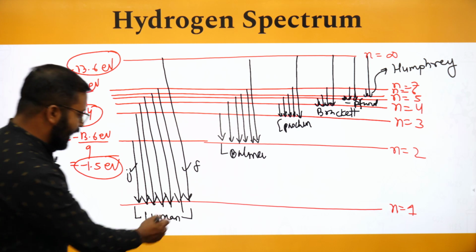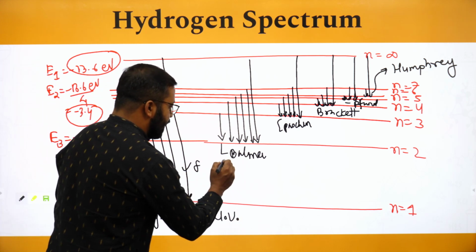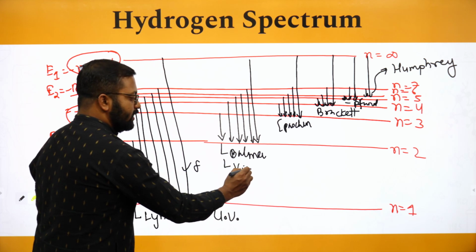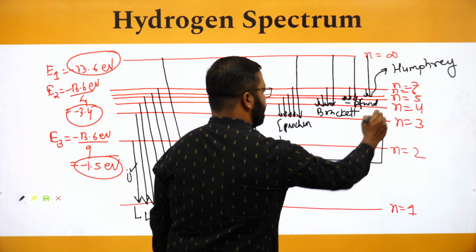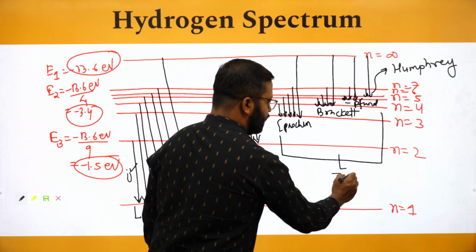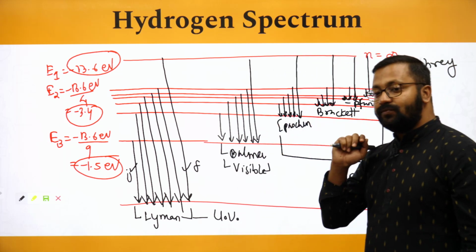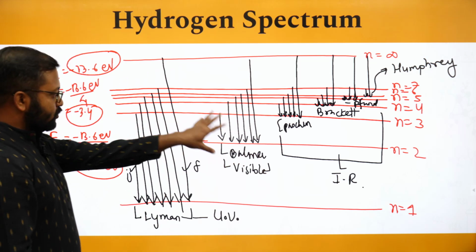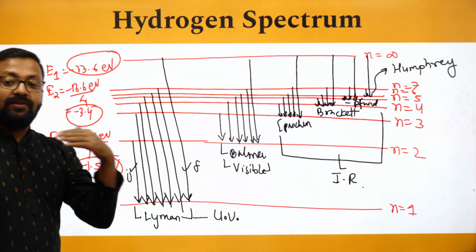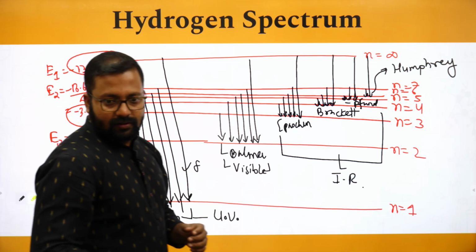Okay, now Lyman series is present in the UV region, Balmer series is present in the visible region, and all of these are present in the infrared region. So I hope this is clear. Whenever you are trying to identify the first line, just take the next energy level.